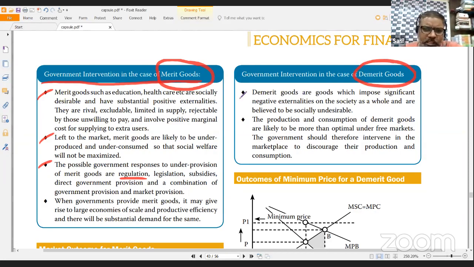Demerit goods, how will it discourage? Maybe it can completely ban them. Like for example, in India, narcotics and all are banned completely, and pan parag and all, gutkas and all, those are banned, at least legally speaking. So these are government interventions only.